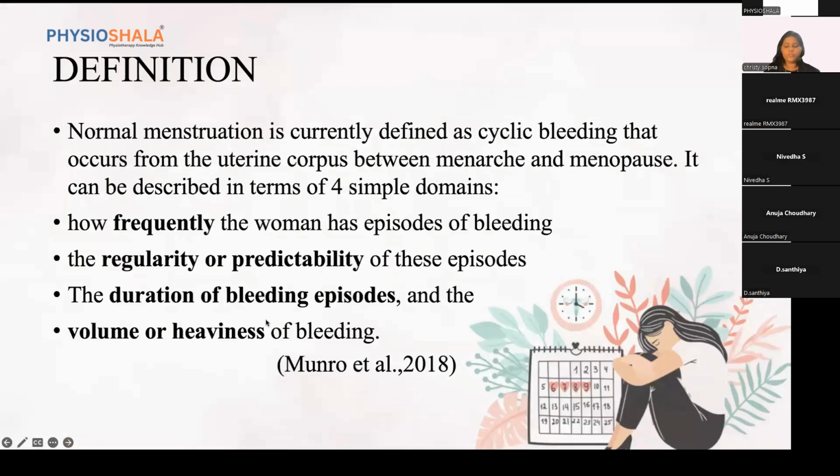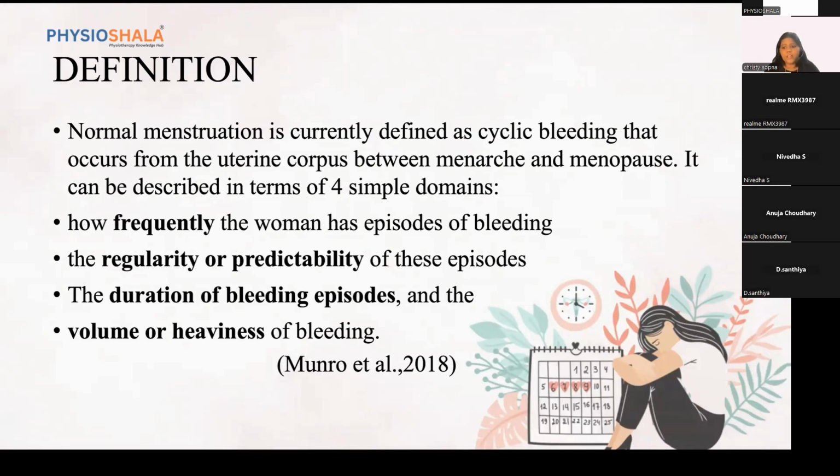So going into the definition of abnormal menstrual periods. Normal menstruation we define in the following terms: the frequency, regularity or predictability of these episodes, the duration of the bleeding, and the volume or heaviness. It becomes abnormal menstruation when the frequency is off. The woman may get periods before the expected date, so she may be getting them before or after. The frequency determines whether she is menstruating normally or abnormally.